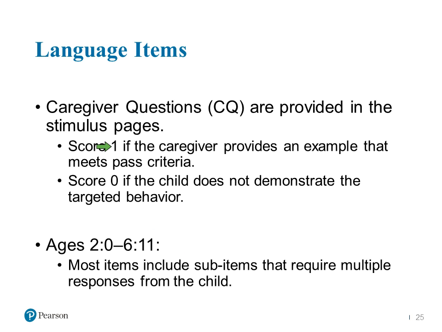The caregiver questions are going to be provided in the stimulus pages. So you'll score 1 if the caregiver provides an example that meets the pass criteria. Again, the key word here is example. And you'll score 0 if the child does not demonstrate the targeted behavior. See how this is described? It's important for you to think about that. If the caregiver can tell you that they do something with an example, you give a 1. In this situation, we're assuming that the caregiver can't give an example, and then we moved on to elicit the behavior, and they did not demonstrate it.